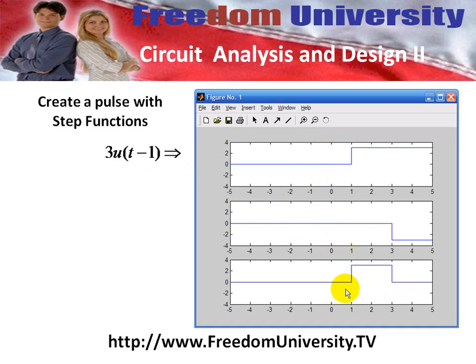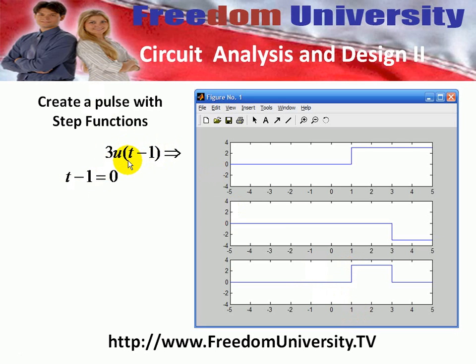In this pulse, we see that we're going to turn on at 1. So we need a unit step function that went from 0 to 3. So we need to have an amplitude of 3, so we take this step function and we multiply it by 3. So that gives us the amplitude. But then we need to turn on the step function at 1. And that's where our argument comes in, where our argument that turns this on is t minus 1.